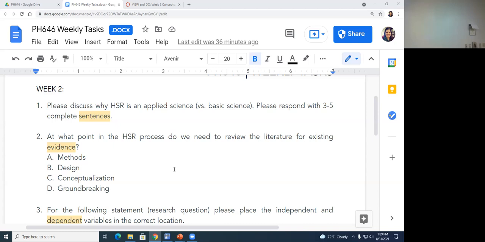Okay. At what point in the HSR process do we need to review the literature? I need most everybody to go back and change their answer. Anybody want to know what the answer is? Raise your hand if you think it's A. Raise your hand if you think it's B. Raise your hand if you think it's C. Raise your hand if you think it's D. Nobody better put their hands up. That's not even right.